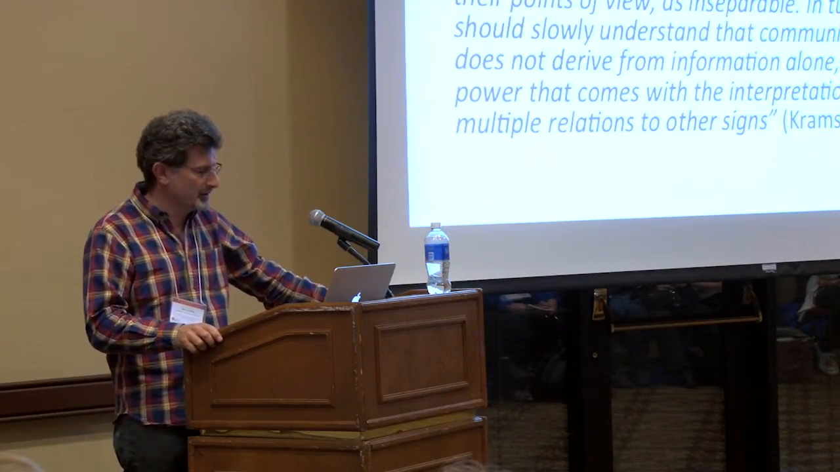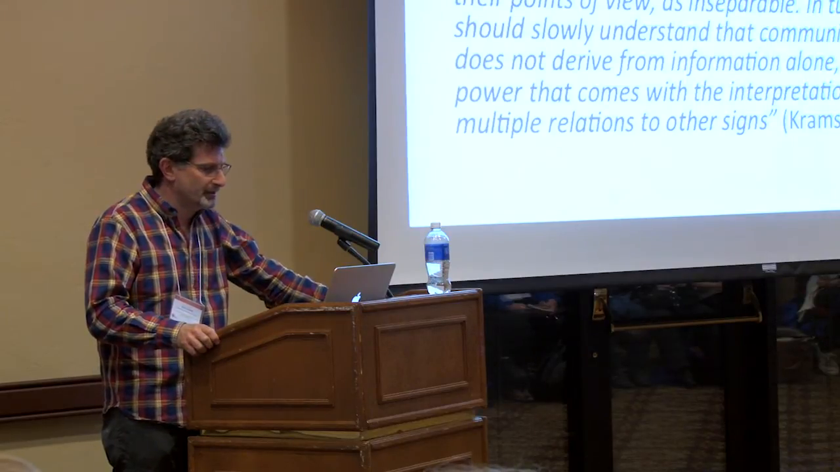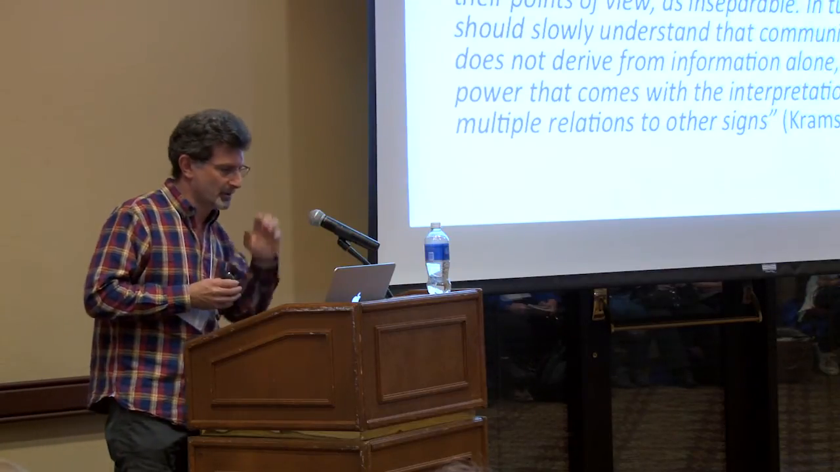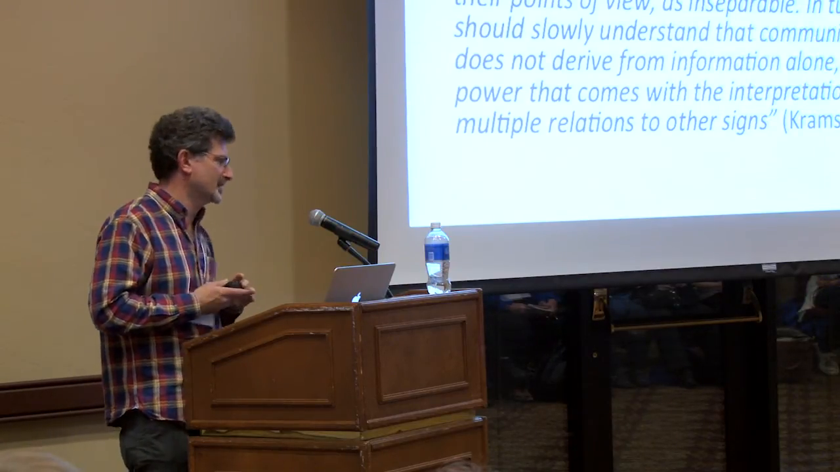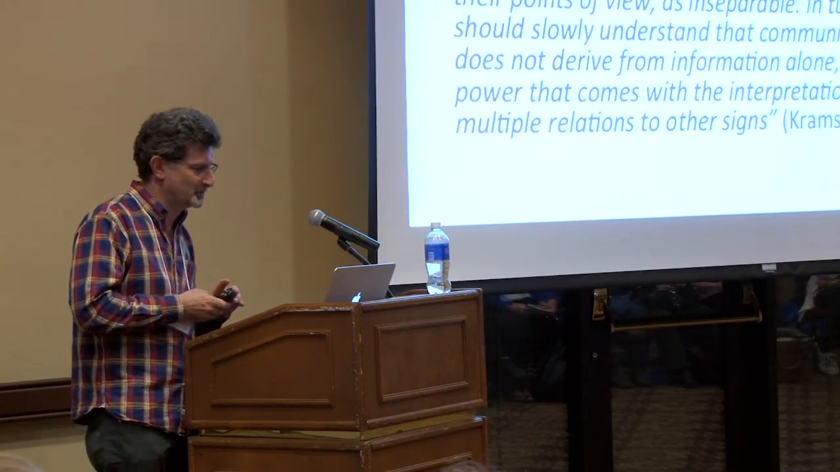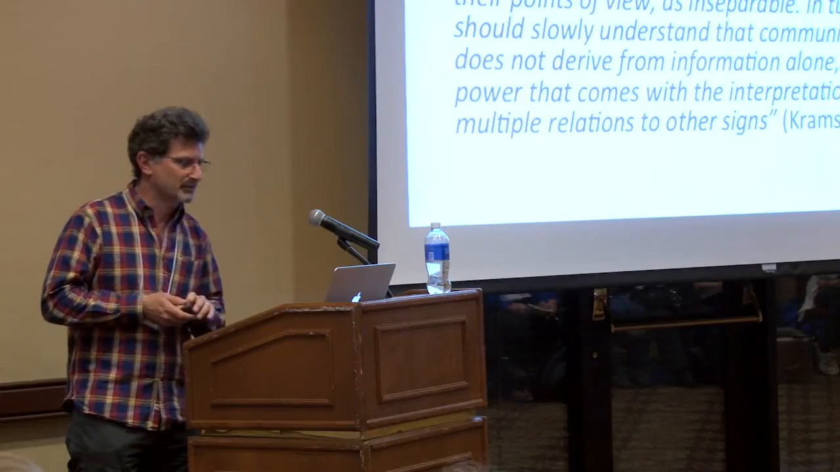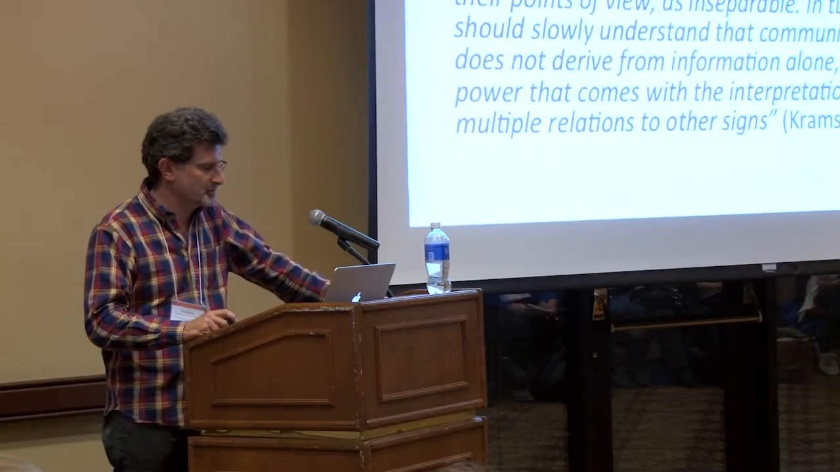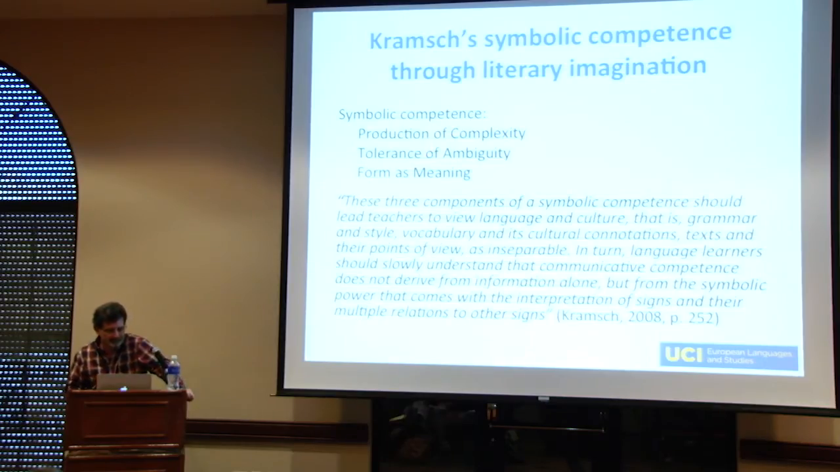Kramsch's concept of symbolic competence that I mentioned before, in a hybrid understanding together with Liddicoat and Scarino's framing, is the foundation, which Kramsch sees as entailing the production of complexity. Maybe we need to reframe it in terms of simplexity, the tolerance of ambiguity, and form as meaning rather than as a precursor to it or something that is merely mapped onto. The aim, she writes, is to lead teachers to view language and culture, that is grammar and style, vocabulary and its cultural connotations, texts and their points of view as inseparable. No easy task when you're trying to design curriculum.